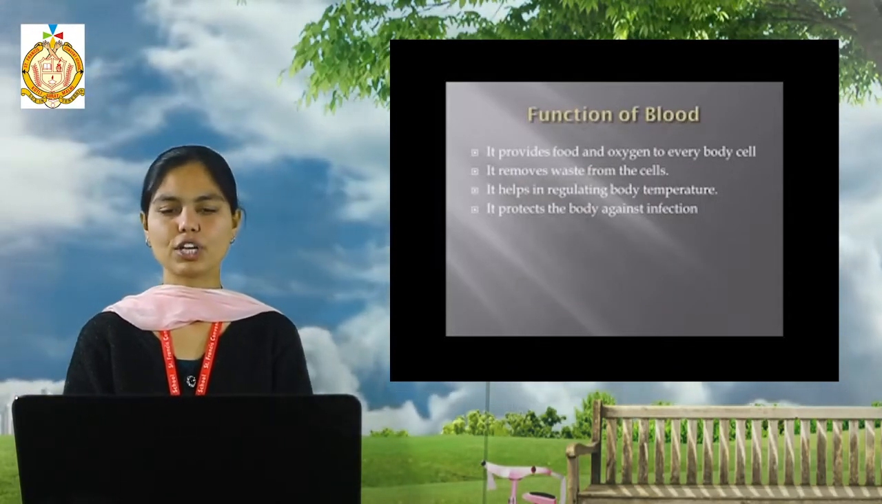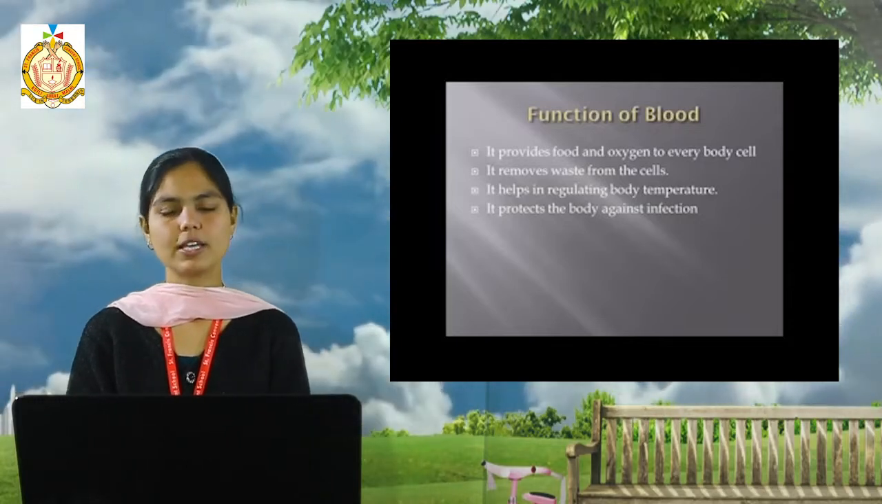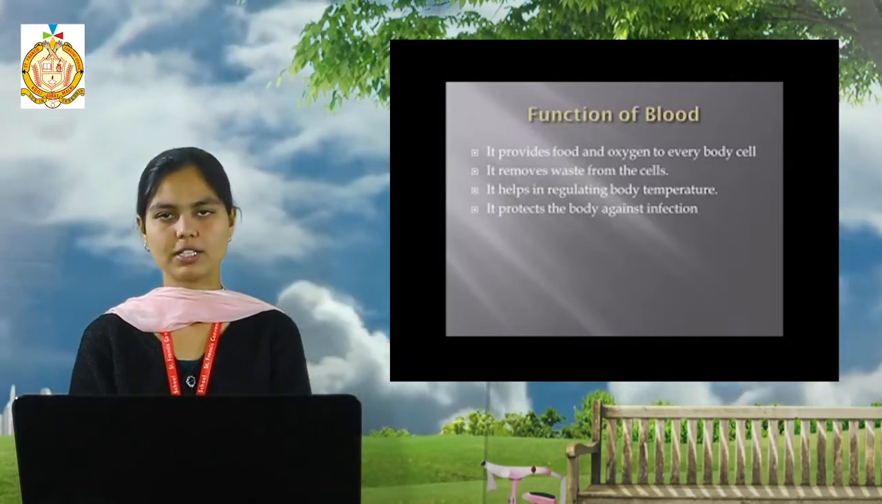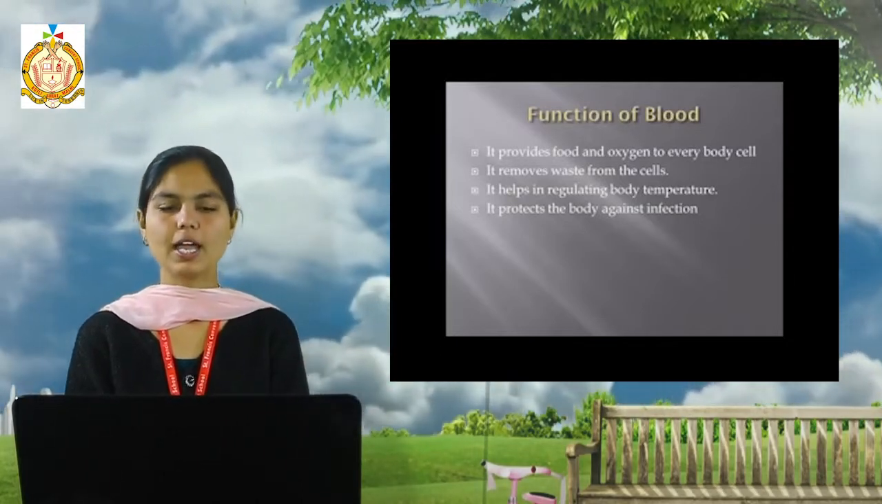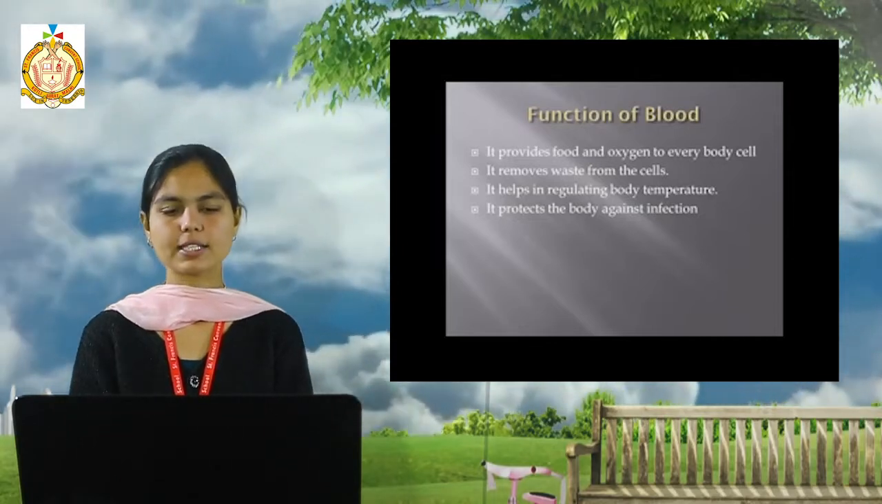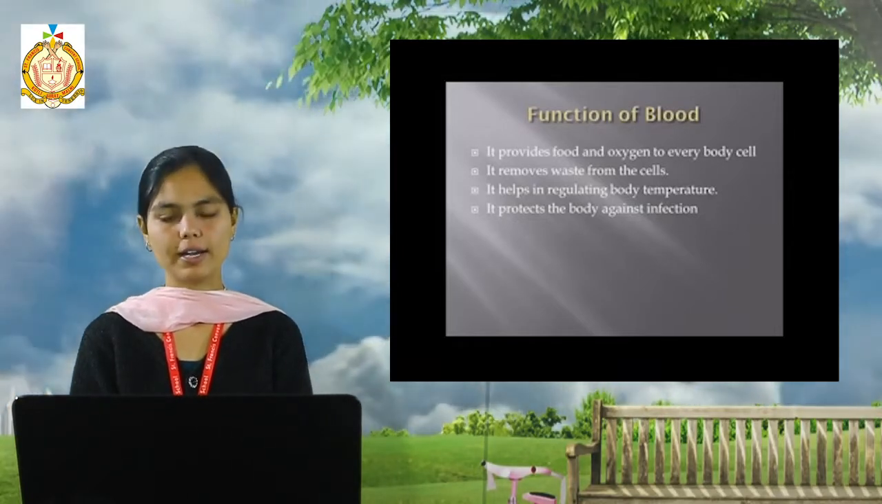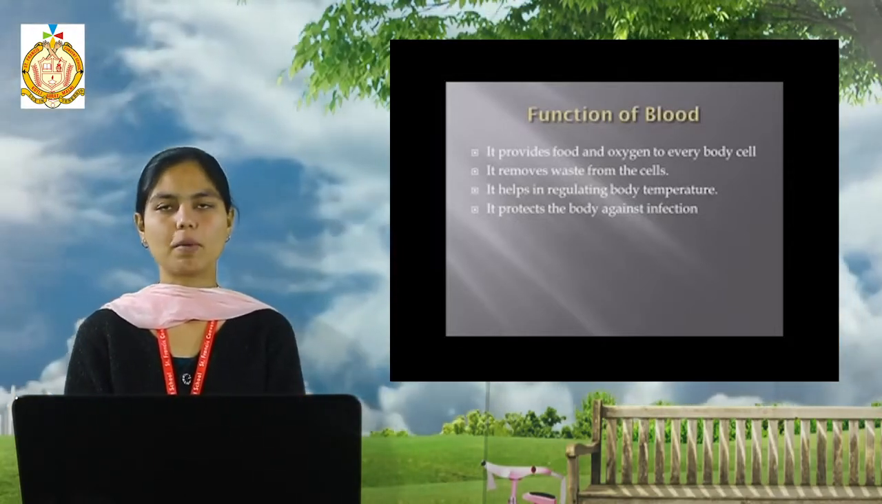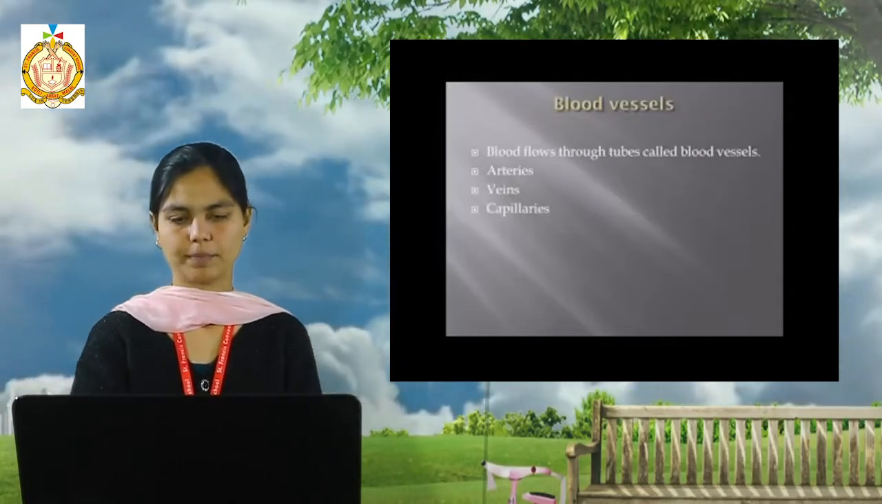Next is the function of blood. The first one is it provides food and oxygen to every body cell. It removes waste from the cells. It helps in regulating body temperature. It protects the body against infections.